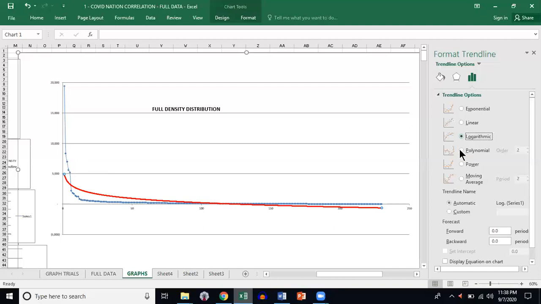If we try polynomial, again, it's bending and not fitting very well on our data points. You can raise the order of the polynomial and see if it gives you a better fit, but it doesn't really. Up to 6 orders on the polynomial, it doesn't really give you a better fit, as you can see. And so we continue.